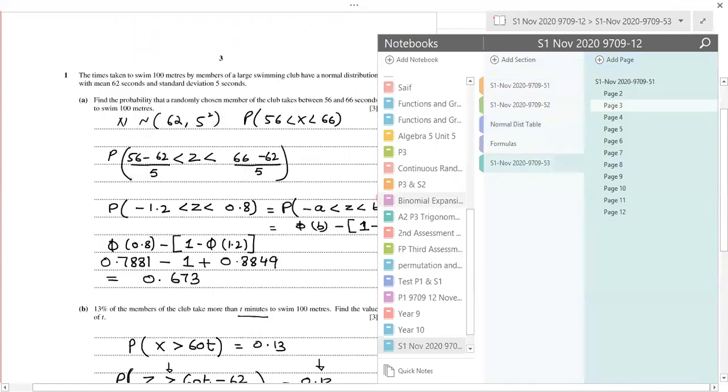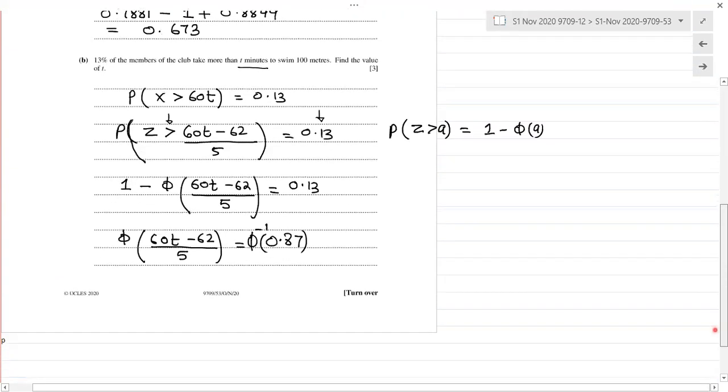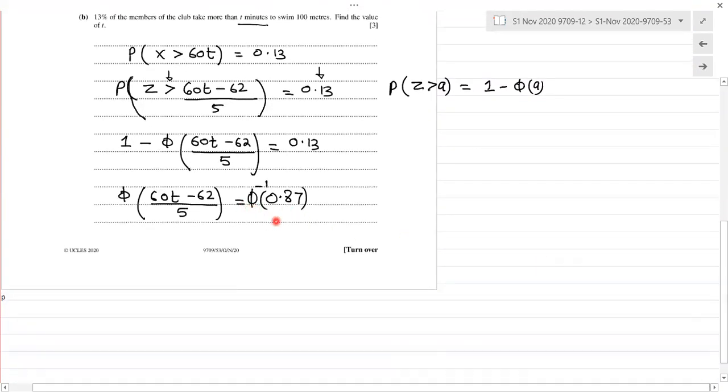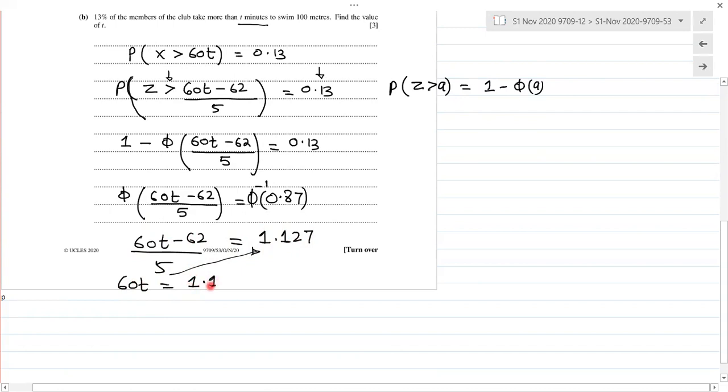So that's 1.127 we got for this phi inverse. So now 60t minus 62 over 5 is equal to 1.127. Now we solve this for t. So we cross multiply this 5 over here. We get 60t is equal to 1.127 multiplied by 5, and we bring the minus 62 on this side, so that becomes plus 62.